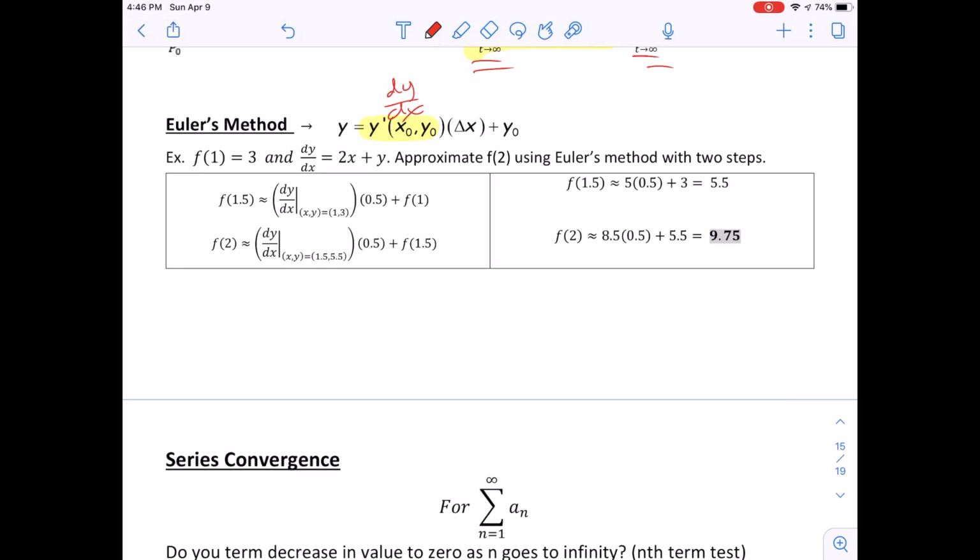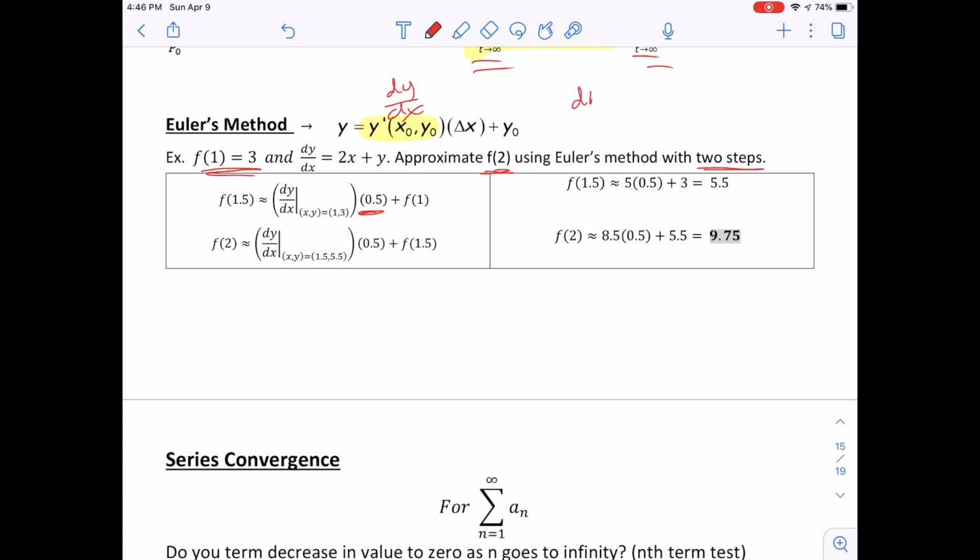And so all we're doing here is we're going to be given some initial point and asked to approximate someplace else with 2 steps of equal width. So we know each step is going to be a delta x of 0.5. So we're going to take our derivative, and that's going to be our slope that we're going to apply for a step of 0.5 units in the x direction.